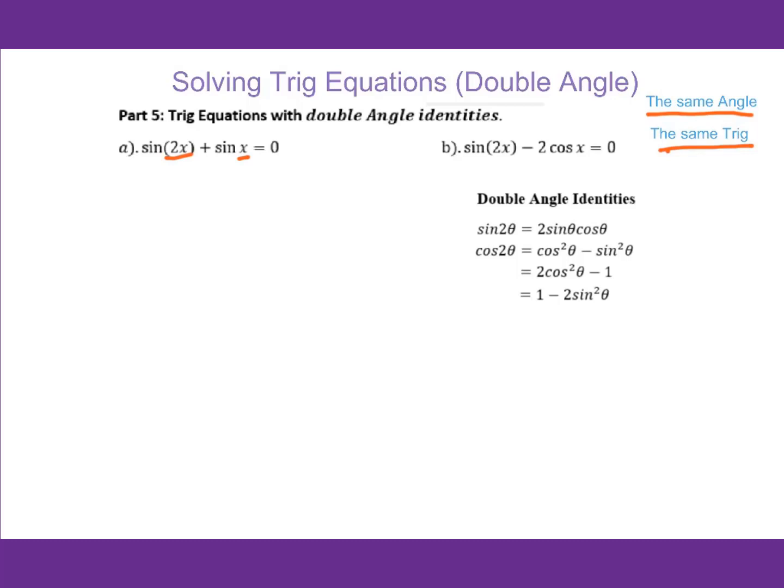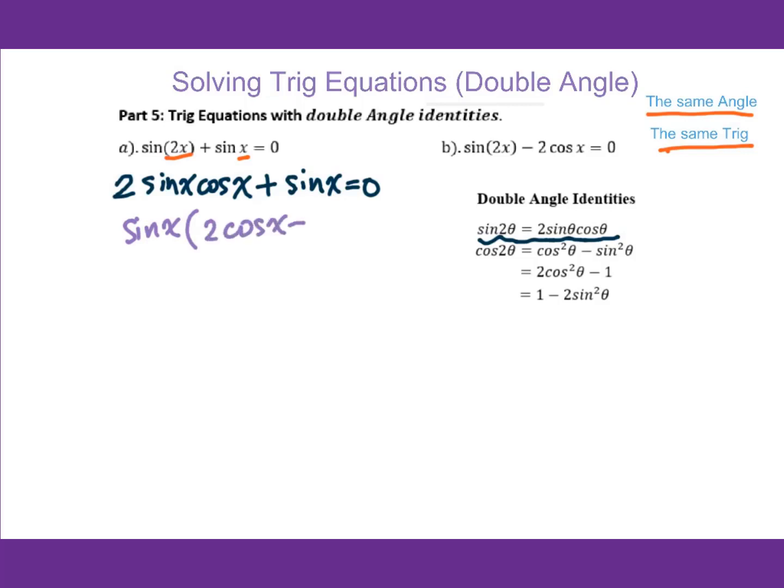For sine 2x, there's no other choice. We have to use this. So we get 2 sine x cosine x, then plus sine x equal to 0. We have to do common factor. So sine x is the common factor. We get sine x times 2 cosine x plus 1 equal to 0. So we set up sine x equal to 0 and also 2 cosine x plus 1 equal to 0.